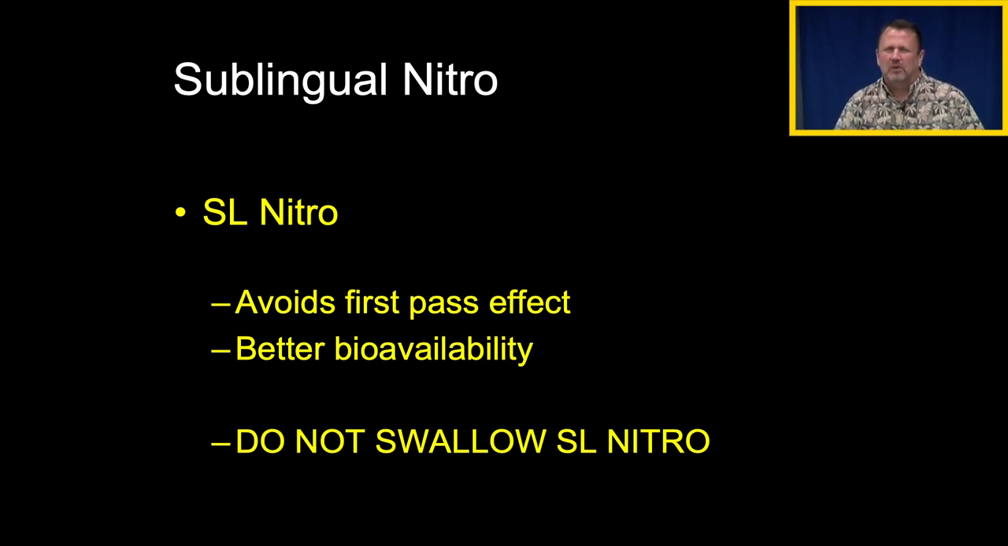There's this thing called sublingual nitroglycerin, and that goes under the tongue. The reason it goes under the tongue is it avoids the first pass effect and results in better bioavailability. So the important thing here is not to swallow the sublingual nitroglycerin. Swallowing it will prevent its bioavailability because it undergoes the first pass effect. So do not swallow the sublingual nitroglycerin. Sometimes you'll see nitroglycerin available as a spray, and that goes under the tongue. Again, there are other forms of nitroglycerin. We'll use IV in an acute situation.